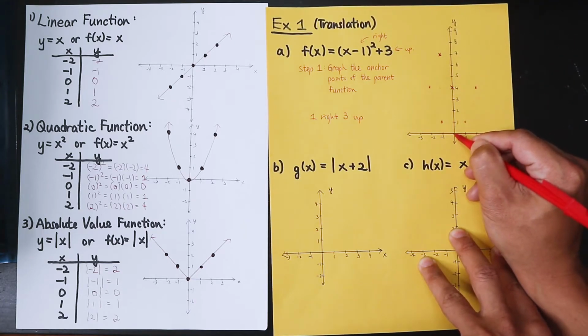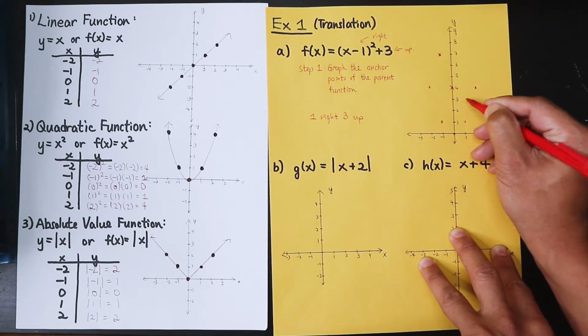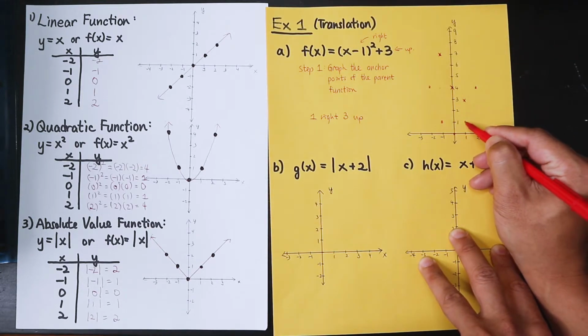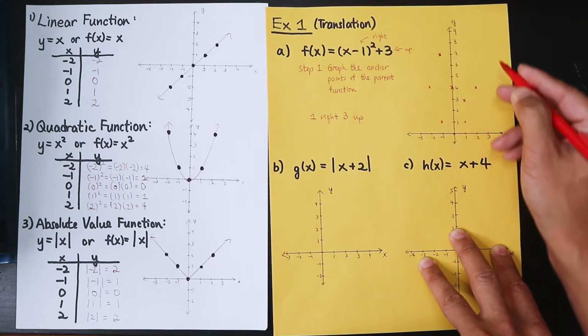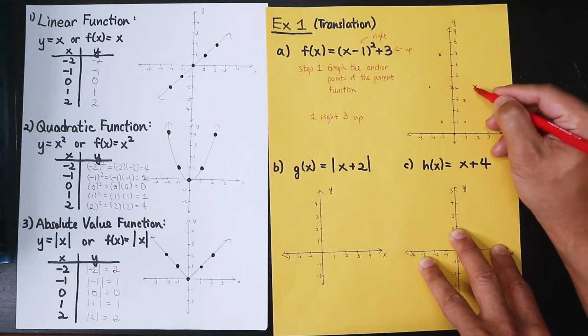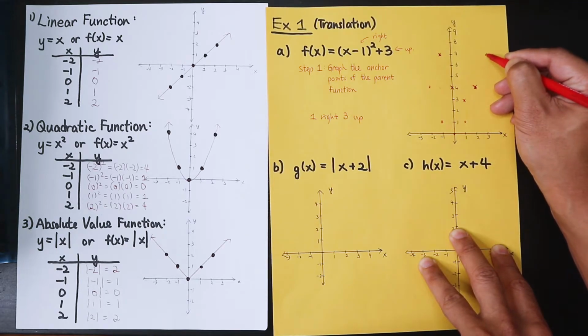And then at 0, 0, I'm going to move 1 right, 3 up. And this is the third dot. Then the fourth one is right here. I move 1 right, 3 up, which is kind of overlapping, and that's okay. And then the last one was right here. Again, I move 1 right, 3 up. So I'm going to end up here.